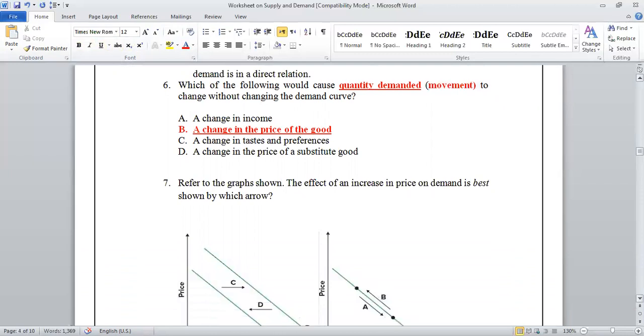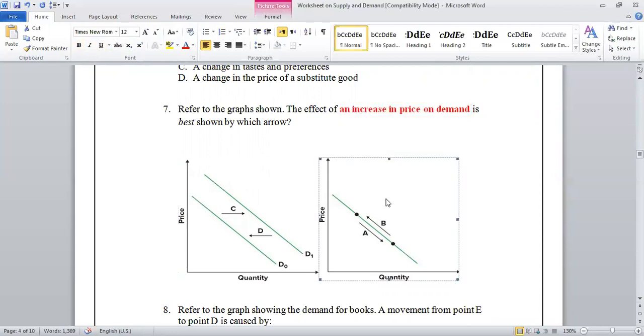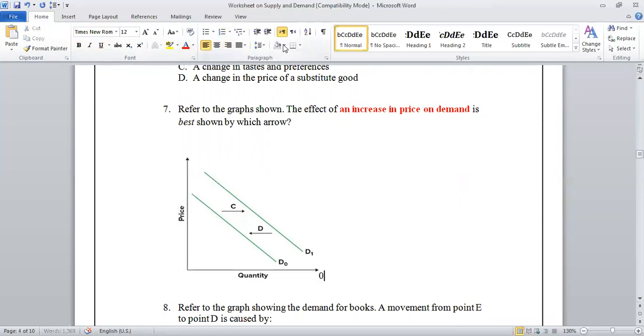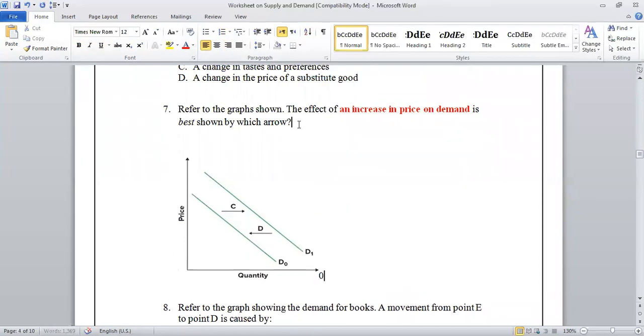All right, number 7. Refer to the graphs shown. The effect of an increase in price on demand is best shown by what? Again, an increase in price. This is a shift or a movement. Again, same thing. This is a movement. An increase in price will be what? This curve or this curve? A movement. It's right here. Your answer is B.